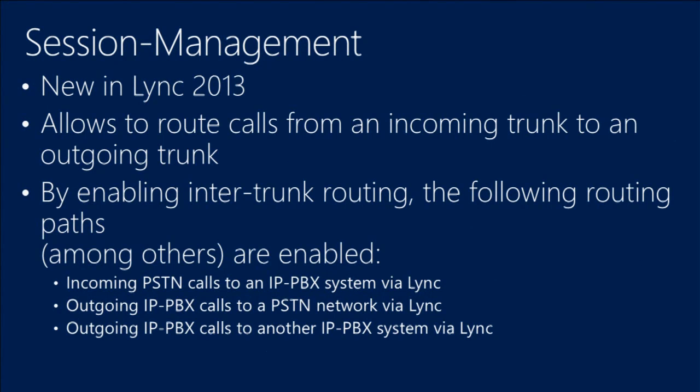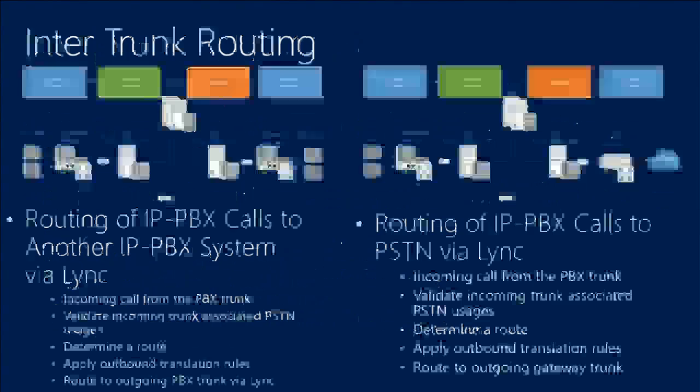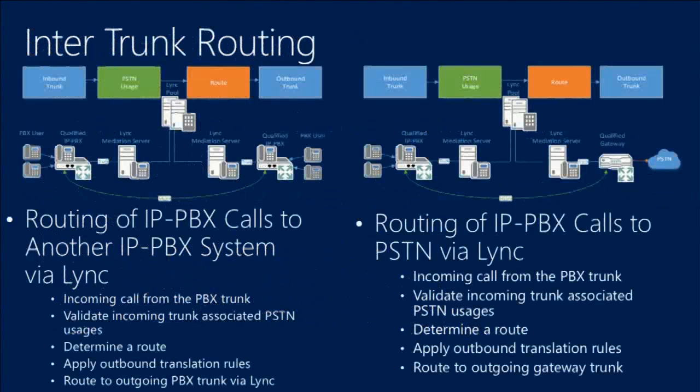All combinations are possible. Incoming PSTN calls to an IP PBX, outgoing IP PBX calls to PSTN, or you can also connect two or more IP PBXs via Link. Link being the middleware, the umbrella that collects all of these connections. Here's a small, and it's really small, diagram on how this could look. I'll start with the left one, and basically the left one and the right one are very, very similar.